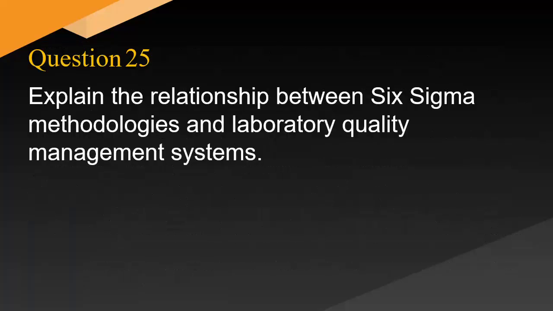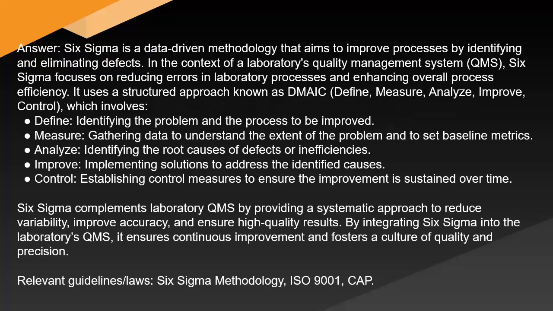Explain the relationship between Six Sigma methodologies and laboratory quality management systems. Answer. Six Sigma is a data-driven methodology that aims to improve processes by identifying and eliminating defects. In the context of a laboratory's quality management system, QMS, Six Sigma focuses on reducing errors in laboratory processes and enhancing overall process efficiency. It uses a structured approach known as DMAIC, define, measure, analyze, improve, control, which involves define: identifying the problem and the process to be improved.